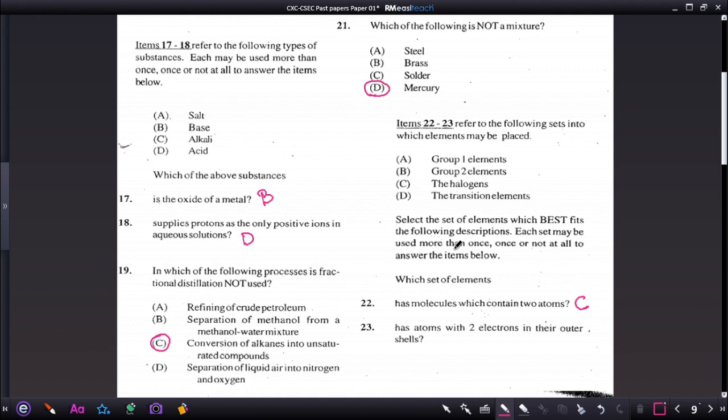23 has atoms with 2 electrons in their outer shell, and that's the Group 2 elements, which is B in this case.